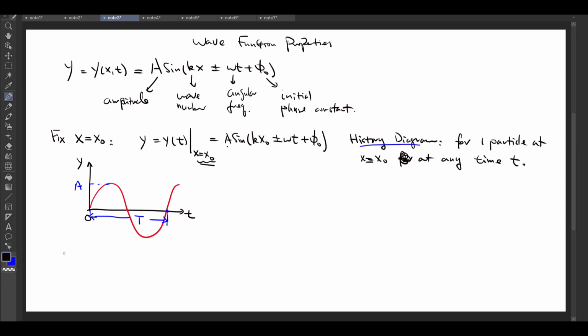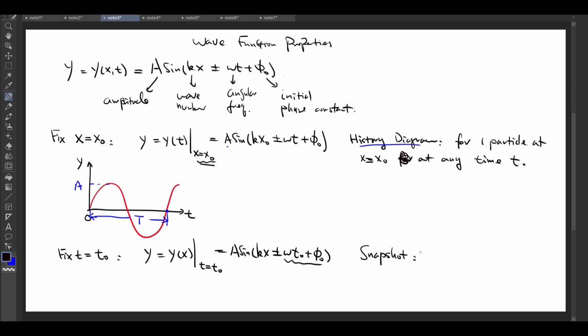Now what happens if I fix the other variable, let's say t equals t naught, fixed at one instant. Now the y function becomes a function of x only because we set t equals t naught. So we get this function here, kx plus or minus omega times t naught, plus phi naught. Okay, now the whole thing here becomes a constant. And this kind of diagram, if I plot y versus x, is called a snapshot.